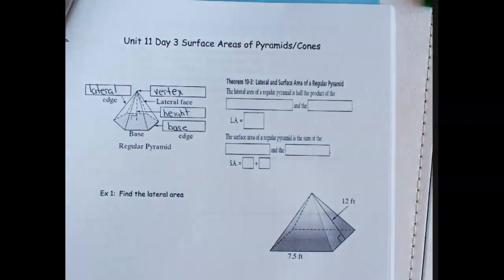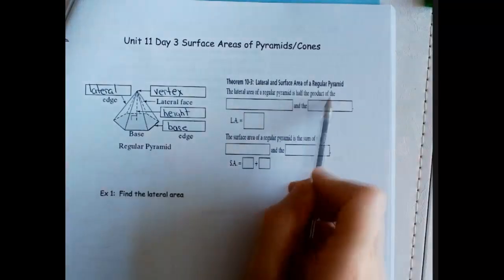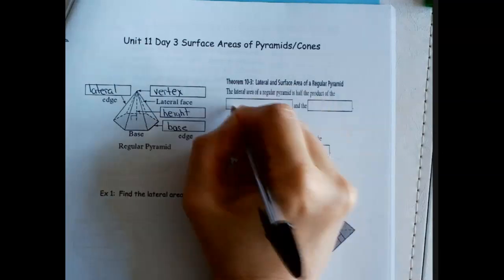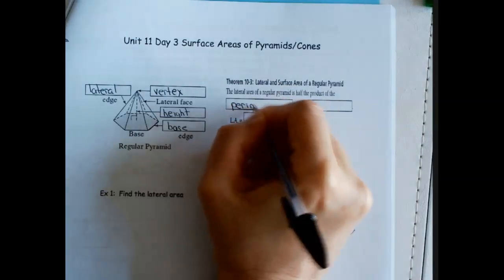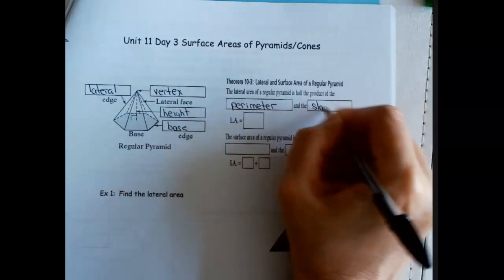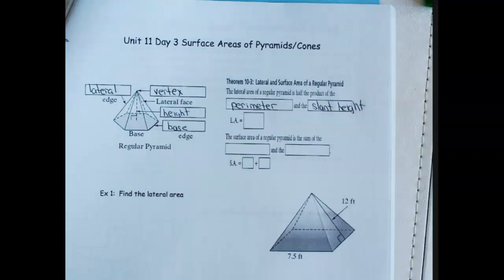And again, as I said, same concept, we're looking for the surface area. And a couple different ways, just like we did last week, we'll show you how to do it on your own versus how to do it using your formula sheet as well. So the lateral area of a regular pyramid is half the product of the perimeter and the slant height. And the slant height represents the height of the triangle.